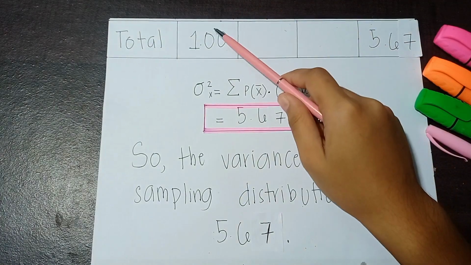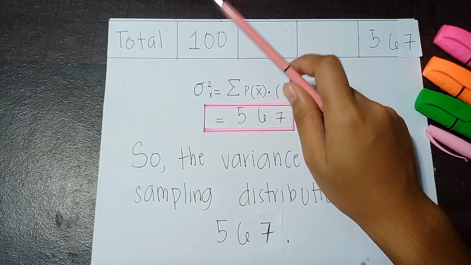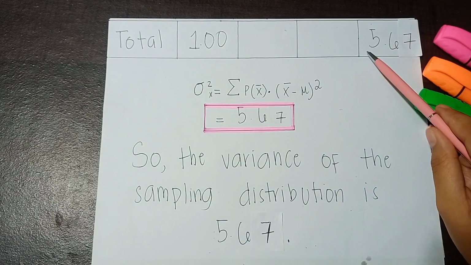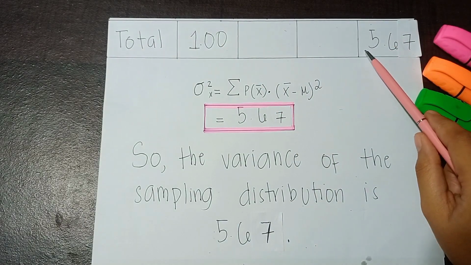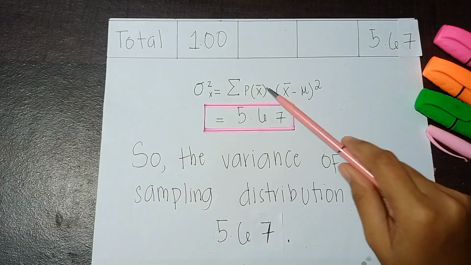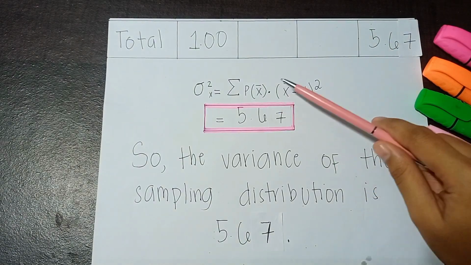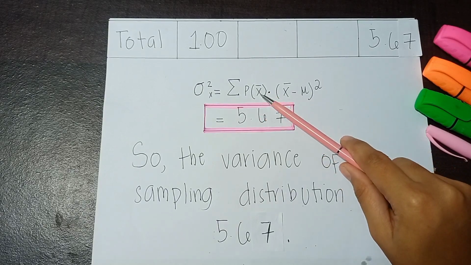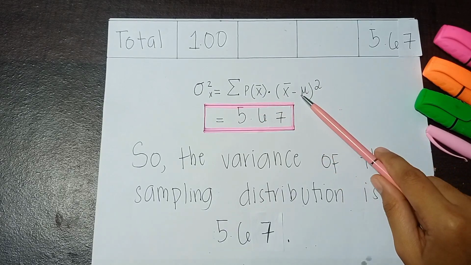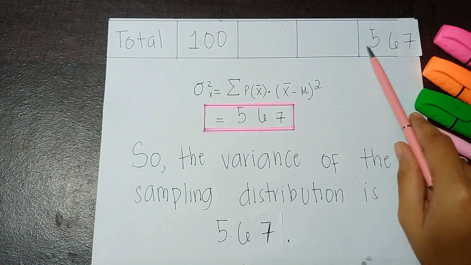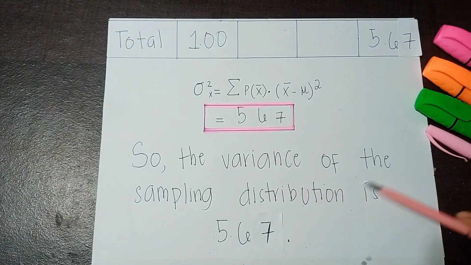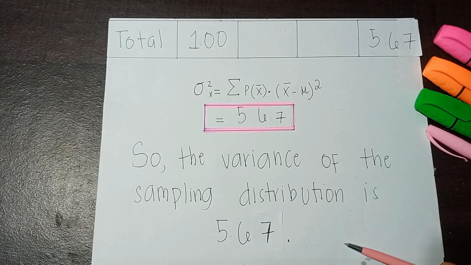When we add all the values in the second column, we will have a total of 1. And when we add all the values in the fifth column, we will have a total of 5.67. The formula for computing the variance of the sampling distribution is the summation of probability of x times sample mean minus population mean squared. The answer here is 5.67. Therefore, the variance of the sampling distribution is 5.67.